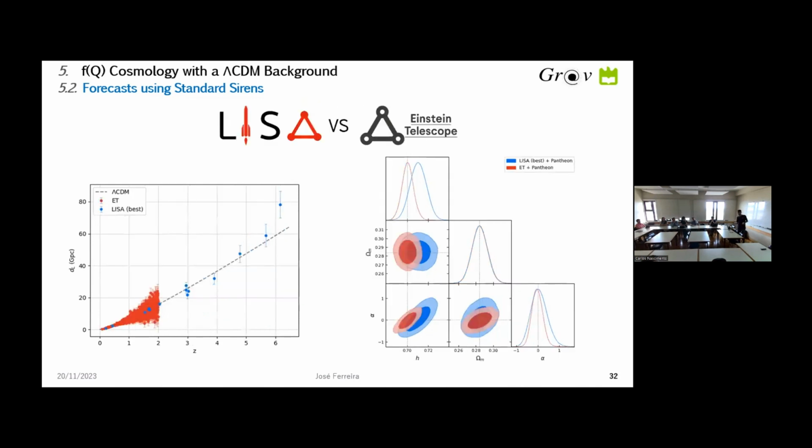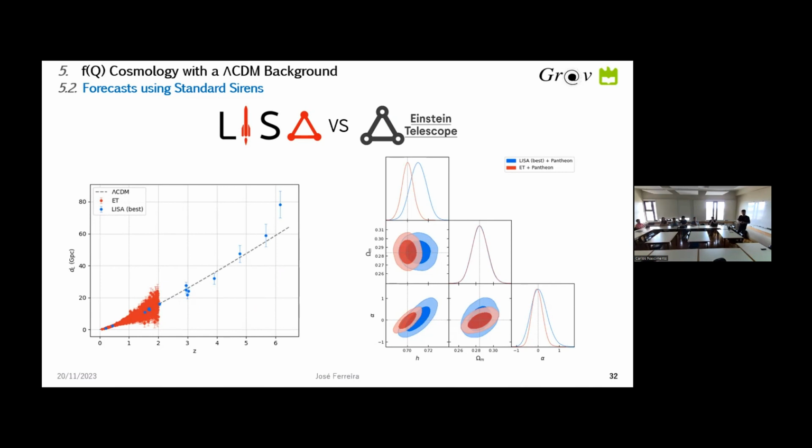If we put the best LISA catalog and the single Einstein telescope catalog side by side, you can see that the best Einstein telescope catalog, which is in red, can actually beat the best LISA catalog. This is surprising because LISA's maximum redshift range is about 3 times larger than that of the Einstein telescope, meaning that studying high redshift events is not a requirement to constrain this model.